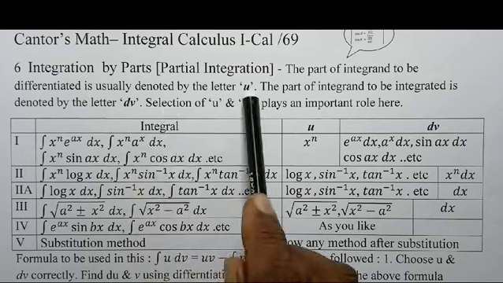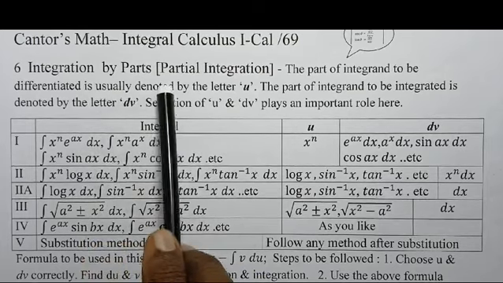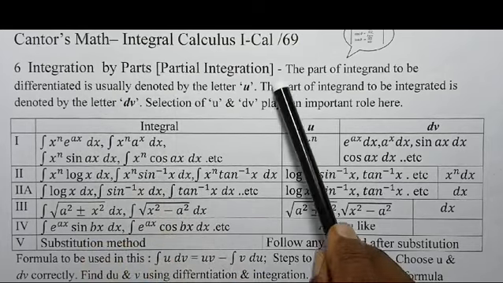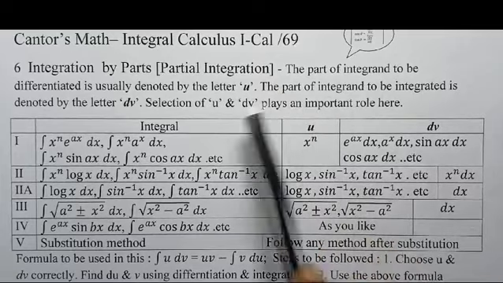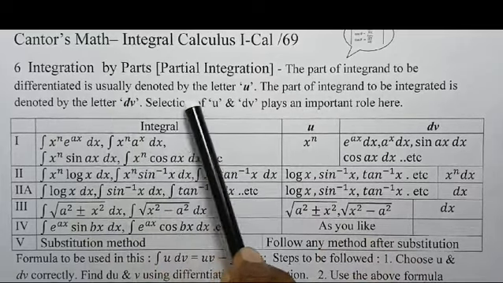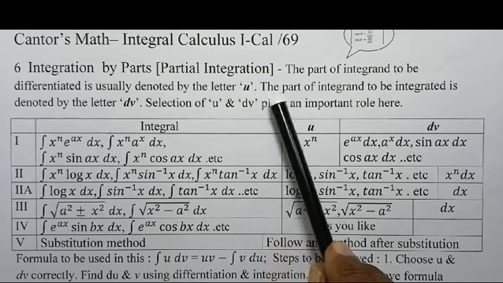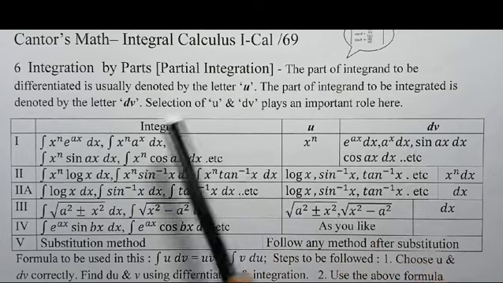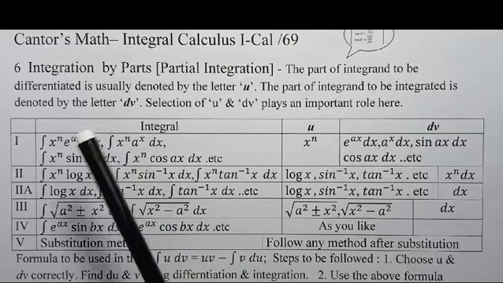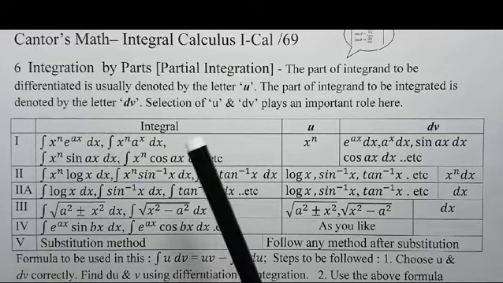Integration by parts, also called partial integration, is one of the important methods in integration. Here, the part of the integrand to be differentiated is usually denoted by the small letter u. The part of the integrand to be integrated is denoted by dv. At the same time, you will differentiate as well as integrate.